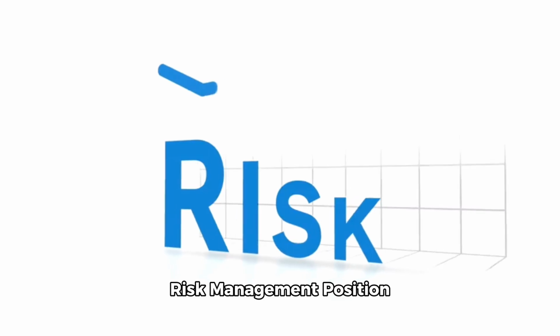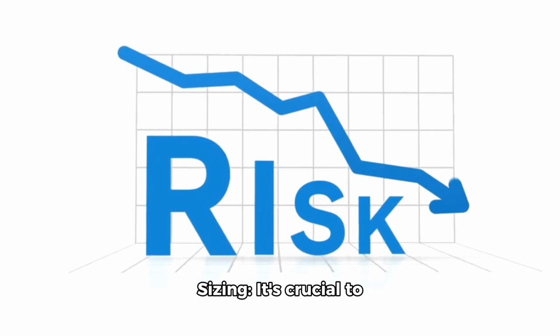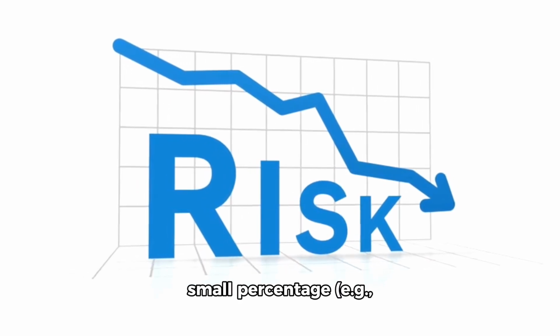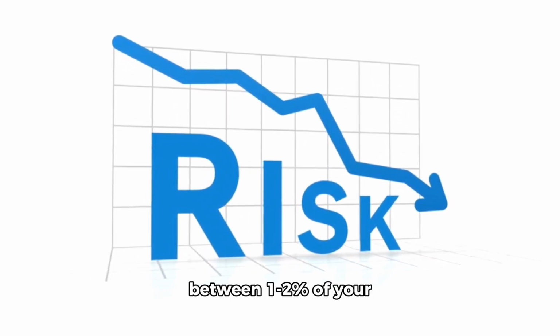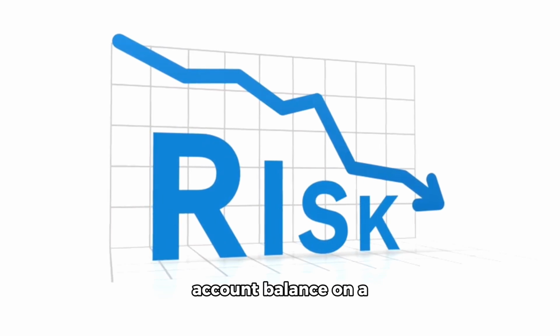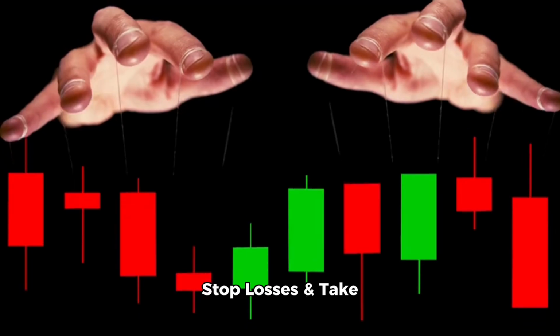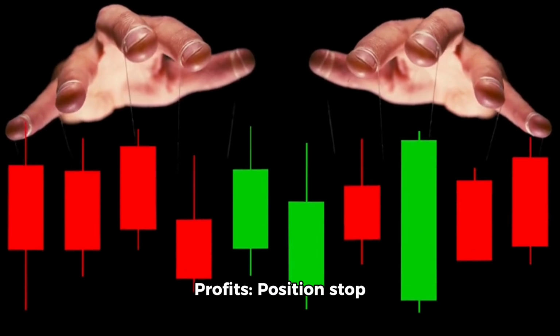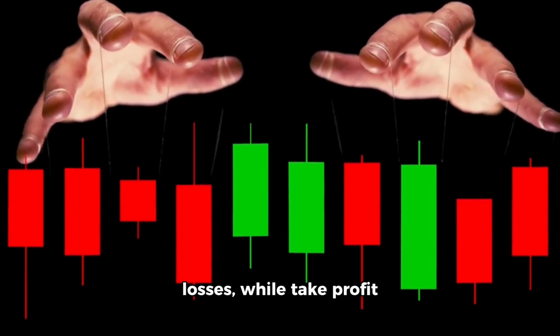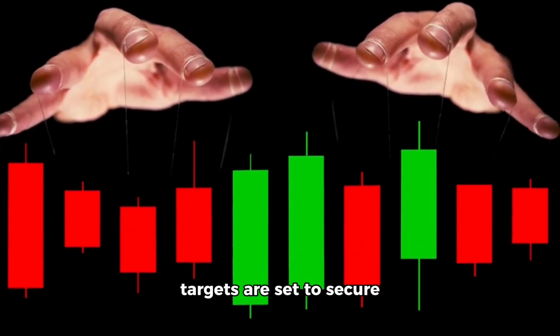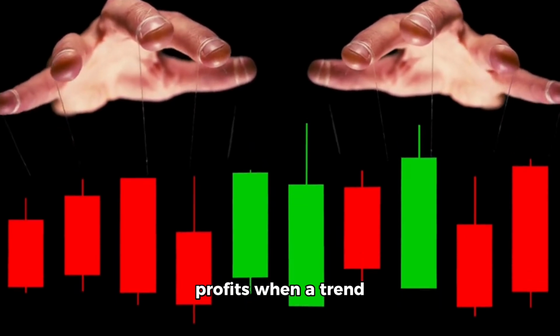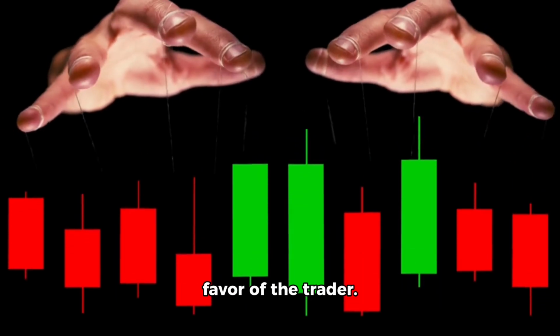3. Risk management. Position sizing. It's crucial to never risk more than a small percentage, for example, between 1–2% of your account balance on a single trade. Stop losses and take profits. Position stop losses to limit potential losses, while take profit targets are set to secure profits when a trend appears to be changing in favor of the trader.